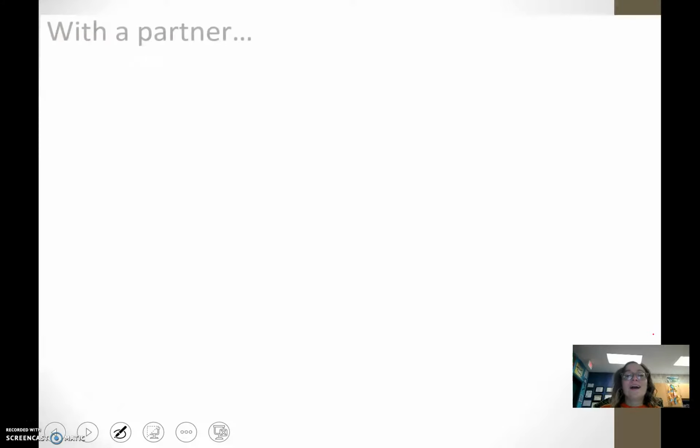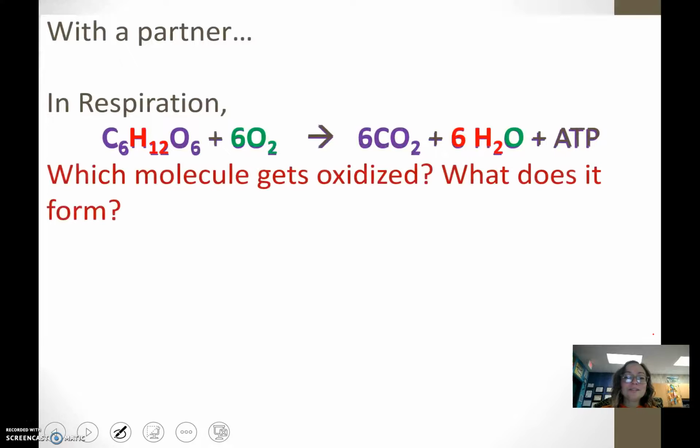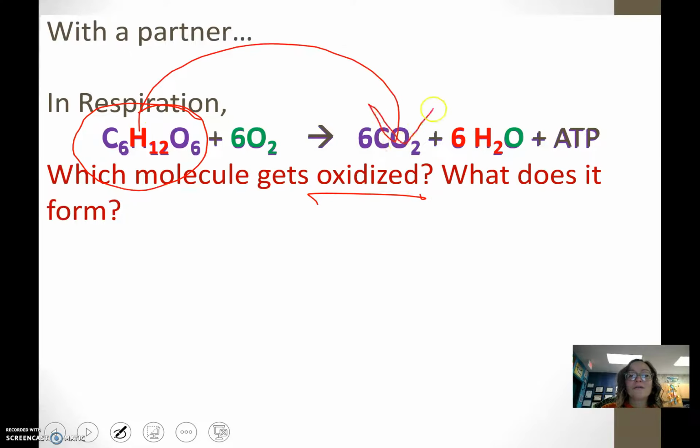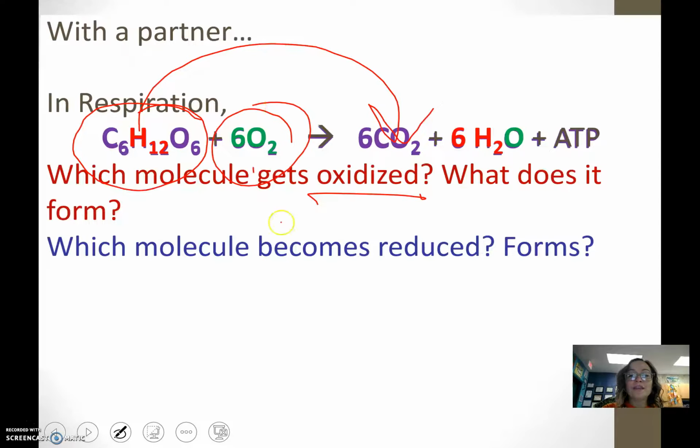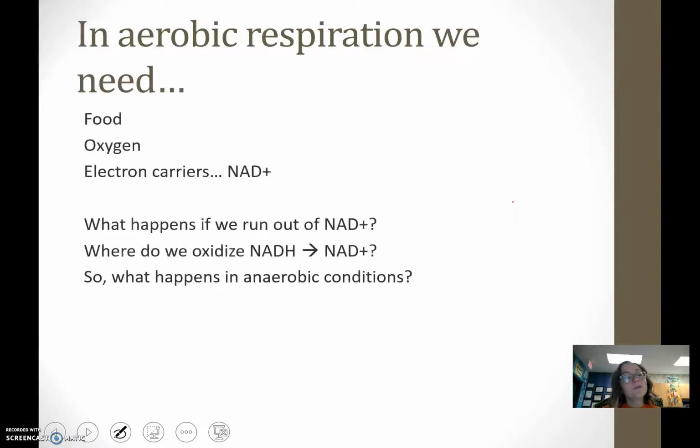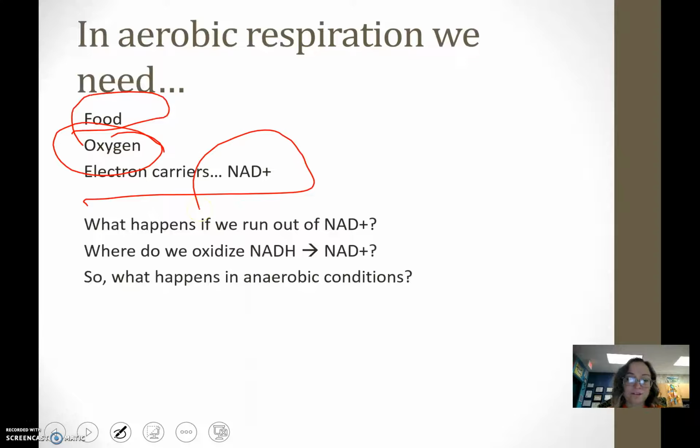All right. So when we look at respiration, we see that our food molecule is oxidized, leaving us with carbon dioxide. And then our oxygen gets reduced, forming water. Awesome. So in aerobic respiration, we need food, oxygen, but we also need electron carriers. So we have to think, what happens if we run out of NAD+? Can we do aerobic respiration? Or any respiration? Can we do glycolysis if we run out of NAD+?